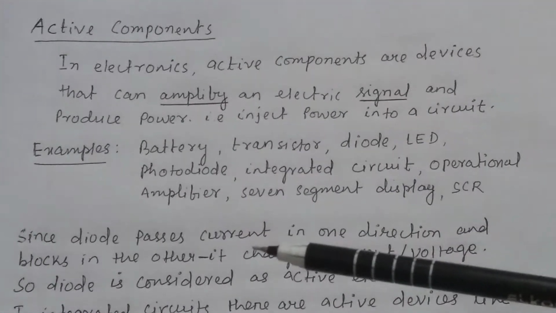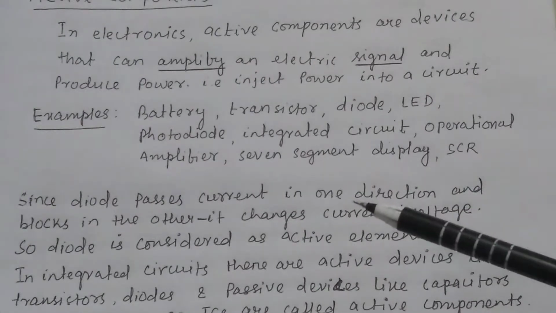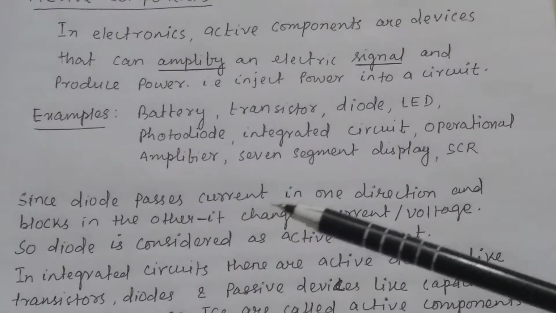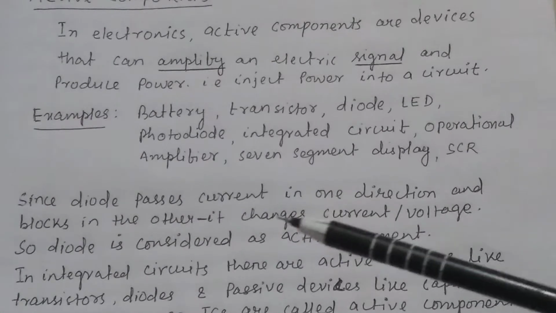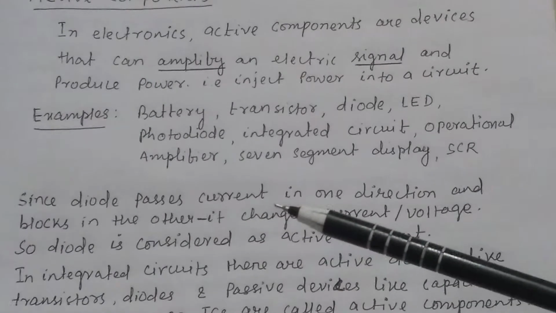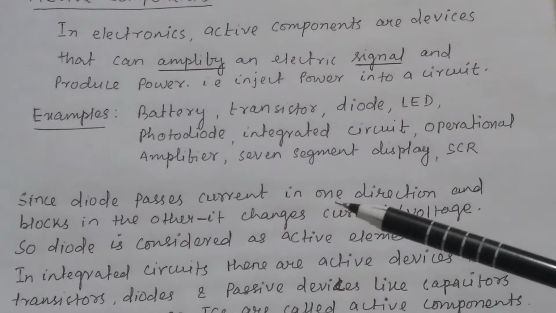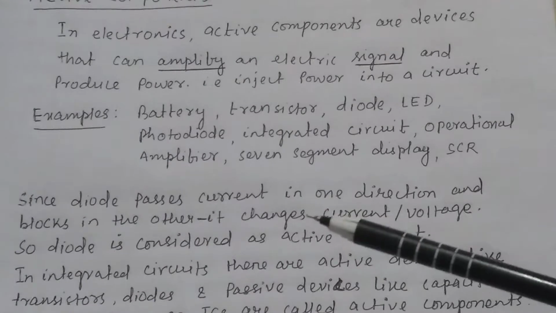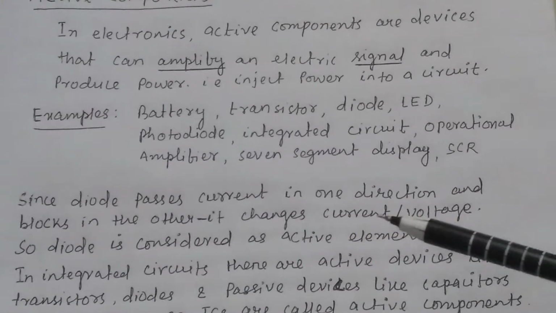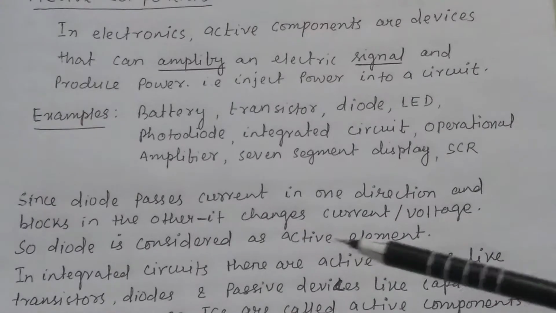Since a diode possesses a one directional property, that is, a diode passes current in one direction and blocks it in the other direction, that is, it allows current to pass in a unique direction, one direction. That is why it changes the current or voltage. So a diode is considered an active component.